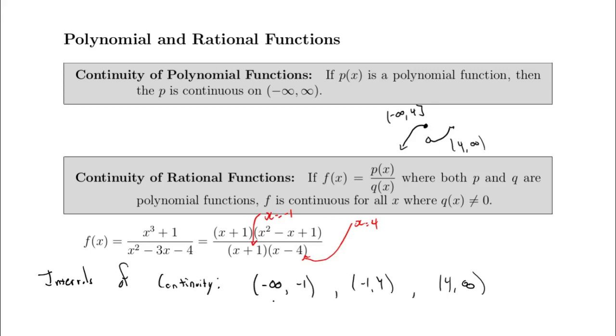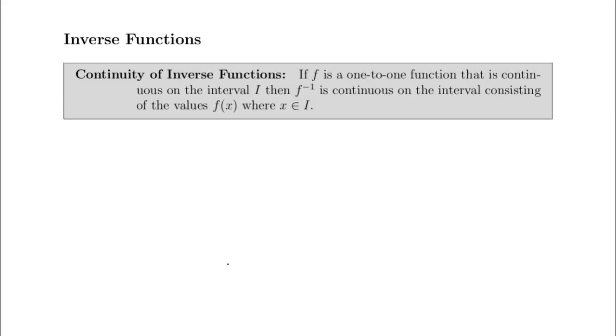We're continuous on the interval from negative infinity to -1, from -1 to 4, and from 4 to infinity for this function. Notice that even though we don't have a vertical asymptote at -1, we still have a spot where our function is not defined. So it still breaks this idea of continuity.